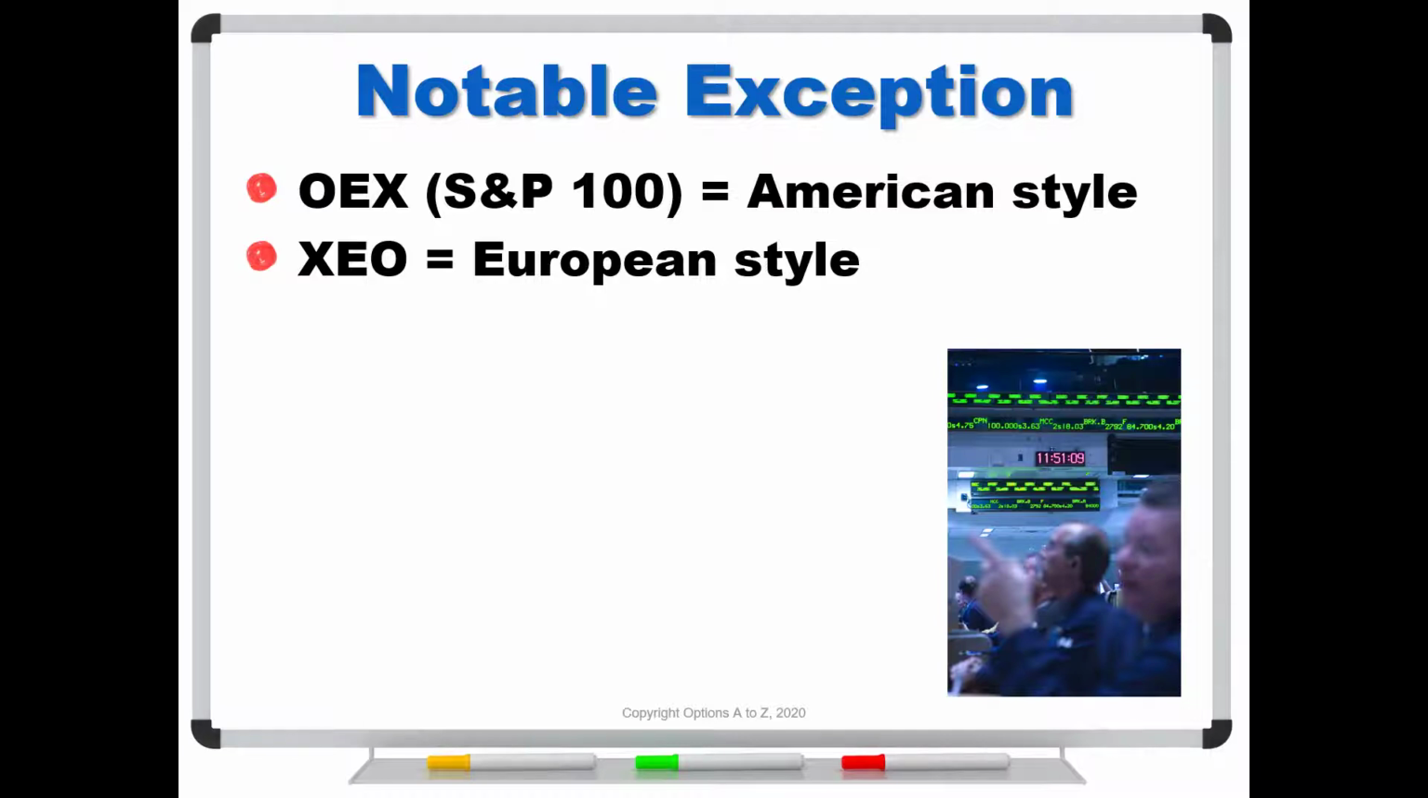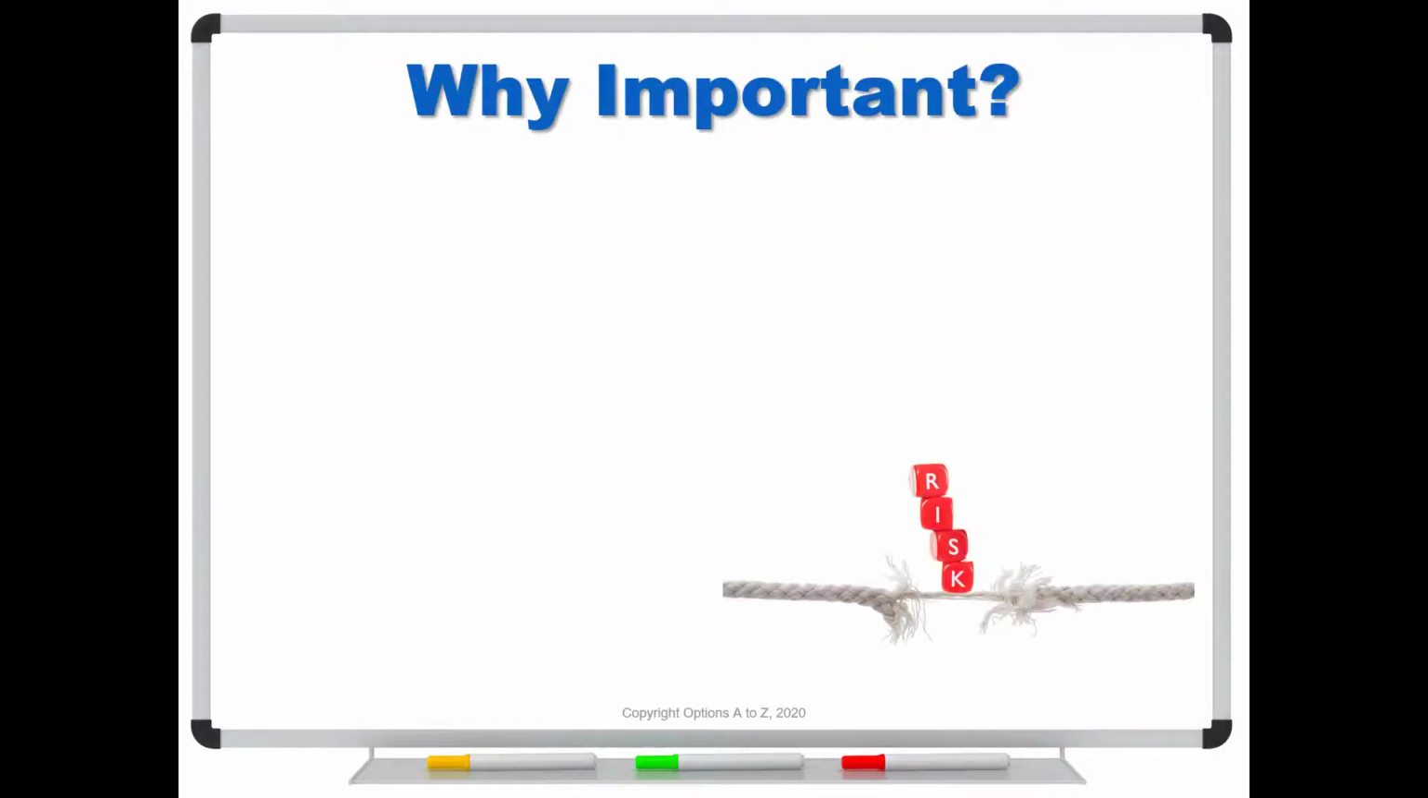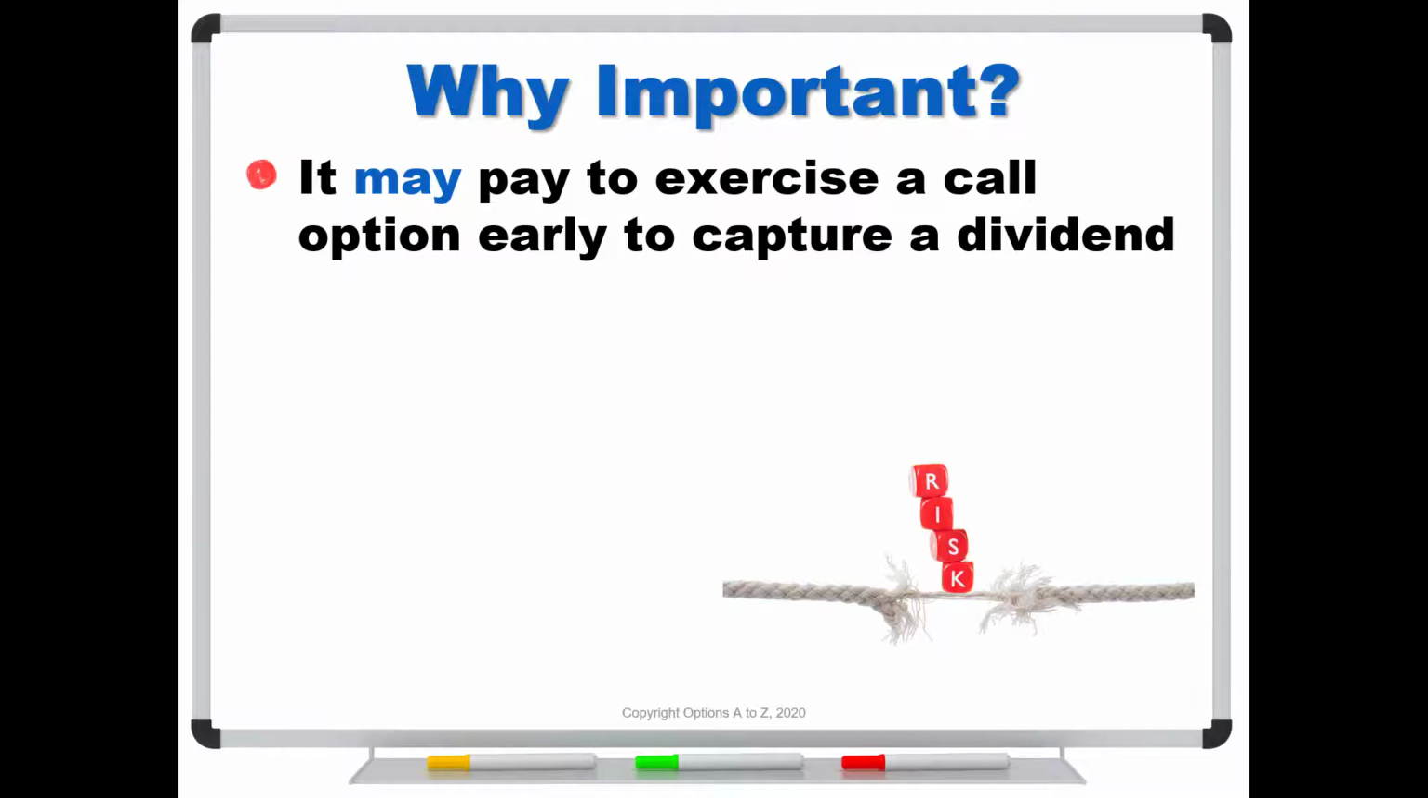But the main reason we're covering these is to answer the basic question, why is this important? Why would you care whether it's American versus European? Well, it may pay to exercise a call option early to capture a dividend. Notice I said may. Too many times traders think that just because a stock is about to pay a dividend, they are supposed to go out and exercise it. In most cases, it will not be to your advantage to exercise. But the point is that you could.